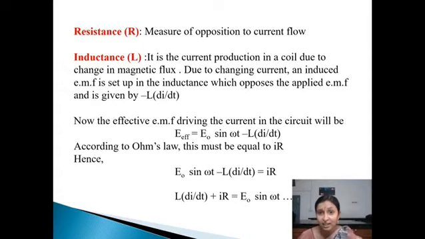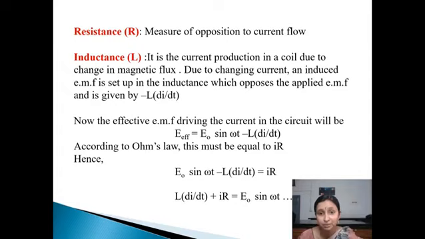Due to the change in the current, an induced EMF is set up in the inductance which opposes the applied EMF and is given by minus L into di by dt. This is the induced EMF. The induced EMF is equal to minus L into di by dt. Why are we using a negative sign? It opposes the change in the current flow. We already know this from Lenz's law.